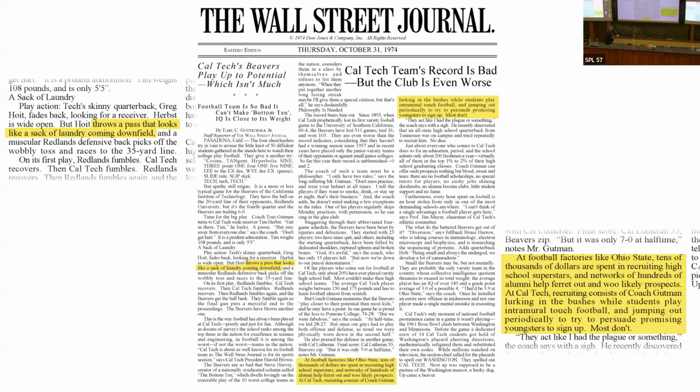One about our quarterback, Greg Hoyt, who was, I think, about 140 pounds and 5'3", throwing a pass that comes down the field like a sack of wet laundry.